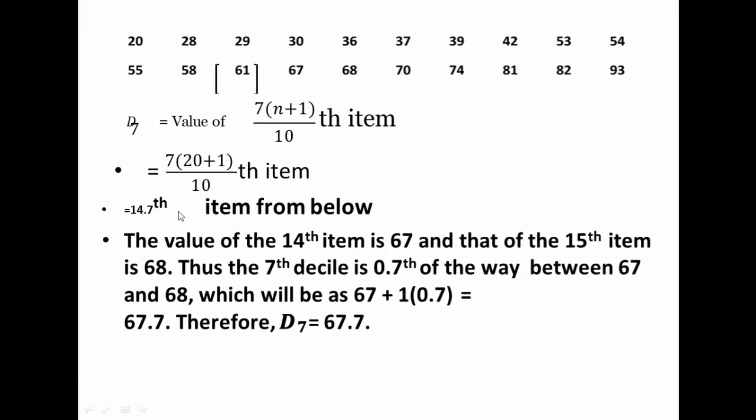Now the seventh decile position is 14.7. The 14th item is 67 and the 15th item is 68. So between 67 and 68 there is a gap of 1. So the seventh decile is 0.7 of the way between 67 and 68, which will be 67 plus 1 into 0.7. So after calculations we obtain 67.7.